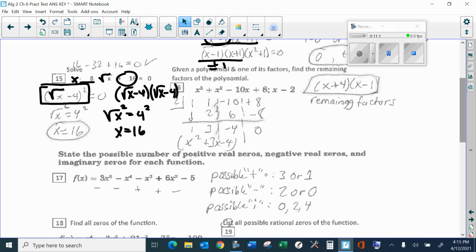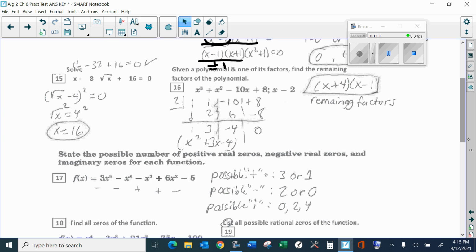In this case, it works when you plug it back into the original equation. All right, 16. It says, given this polynomial and one of its factors. Here's one of the factors right here. So I can know that root is 2. Use synthetic division. Fill it in. Okay, and I get x squared minus 3x minus 4 when I'm done right here.